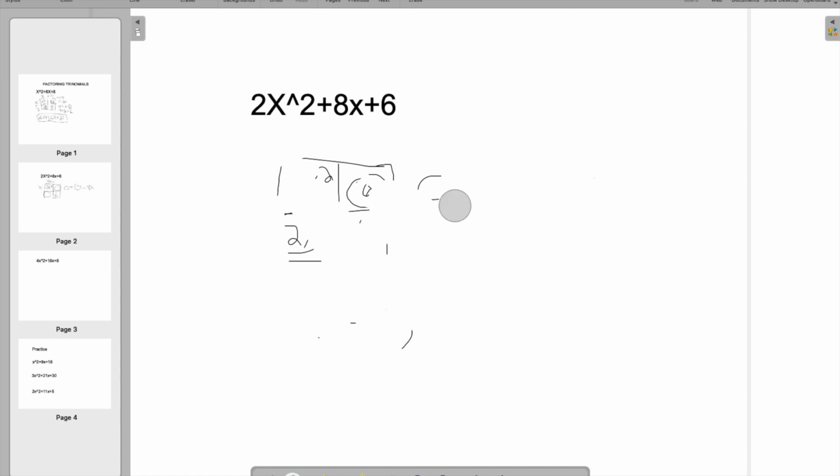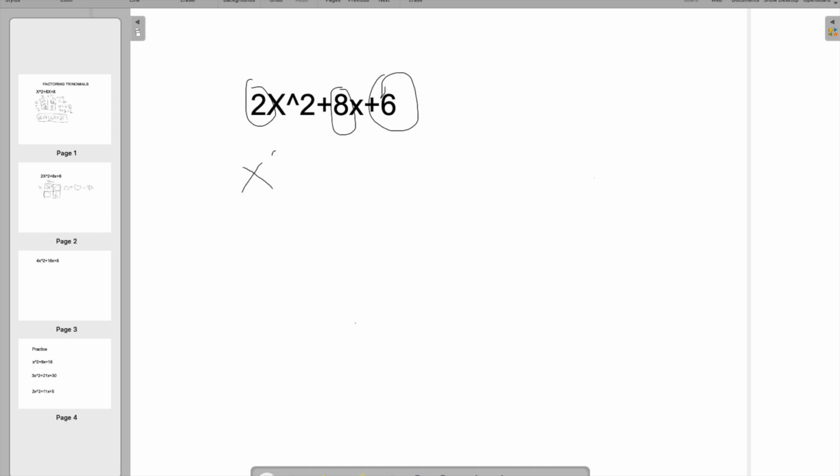However, there's another way to do this quicker and easier. So what we're going to do is look at the coefficients, and if you write down all the factors of the coefficients, you can see that they're all divisible by 2. So we're going to divide all the coefficients by 2. So 2 divided by 2 is 1, 8 divided by 2 is 4, and 6 divided by 2 is 3.